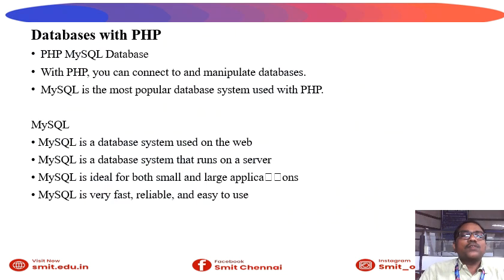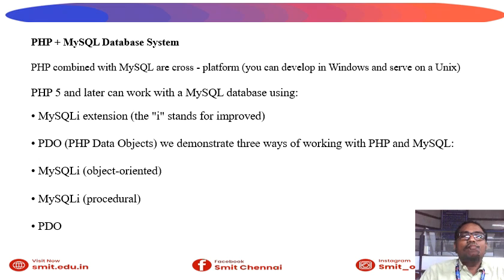Next we go on to what is called databases with PHP. So PHP uses the MySQL database, which is used to connect and manipulate the data. So MySQL is the most popularly used database system with PHP. So when coming to MySQL, it is a database system which is used on the web. It will run on the server. It is ideal for both small as well as larger applications. And it is very fast, reliable, and easy to use.